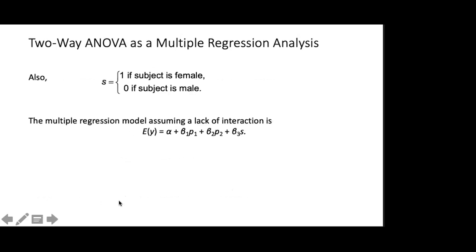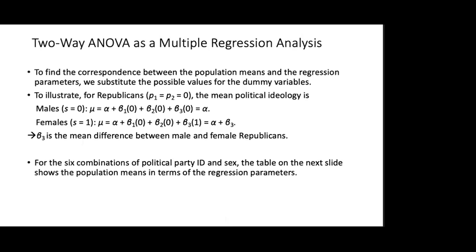Okay, so how about the dummy variable for gender or sex? That is easier. Here we need only 1 because sex has only two possible levels. Here, 1 is used to code female and 0 is used to code male. So more we don't need, right? And then we can write down our regression model, assuming there's no interaction. So we can write it as usual: alpha plus beta 1 times P1 plus beta 2 times P2 plus beta 3 times S. Very much the same way as before.